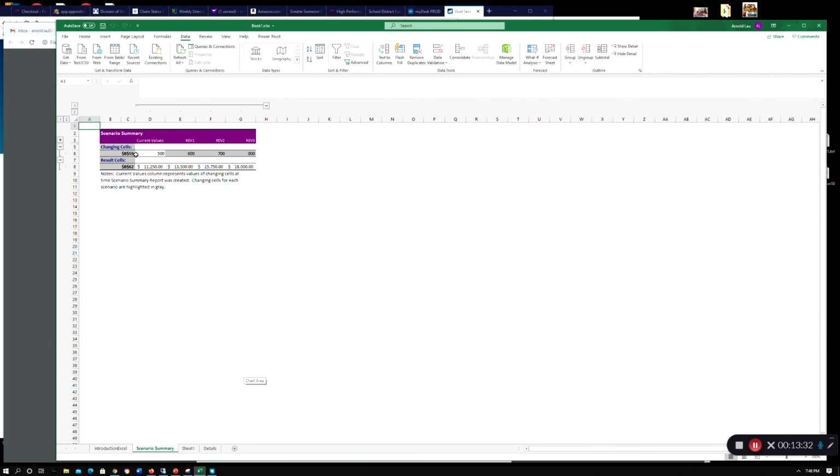And so Excel generates this little summary here, right? So this is your changing cell. This is your result cell, right? So my units and then my revenue. And then it steps through each one, 500, 600, 700, 800. And then this is your revenue at each step of the way. So that's what the Scenario Manager does.